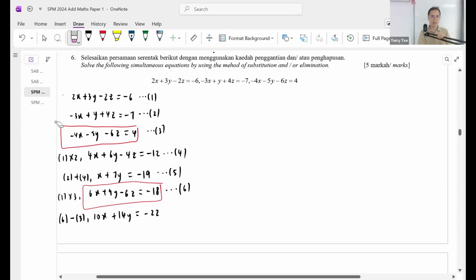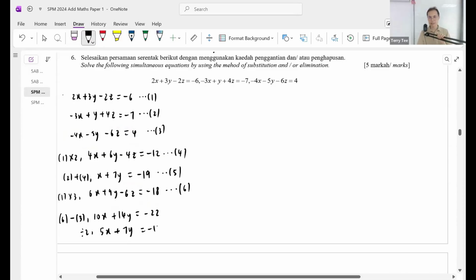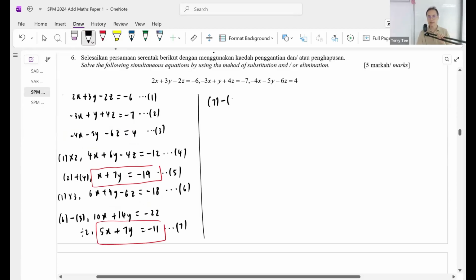All right, so I've eliminated my z. I think we can divide by 2, make the equation smaller, easier, simpler. 5x plus 7y is now negative 11. Call this equation 7. And now we focus on equation 5 and equation 7. We should subtract, yeah? Take equation 7 minus equation 5 so that I can get rid of y. The 7y minus 7y disappear. 5x minus 1x is 4x.